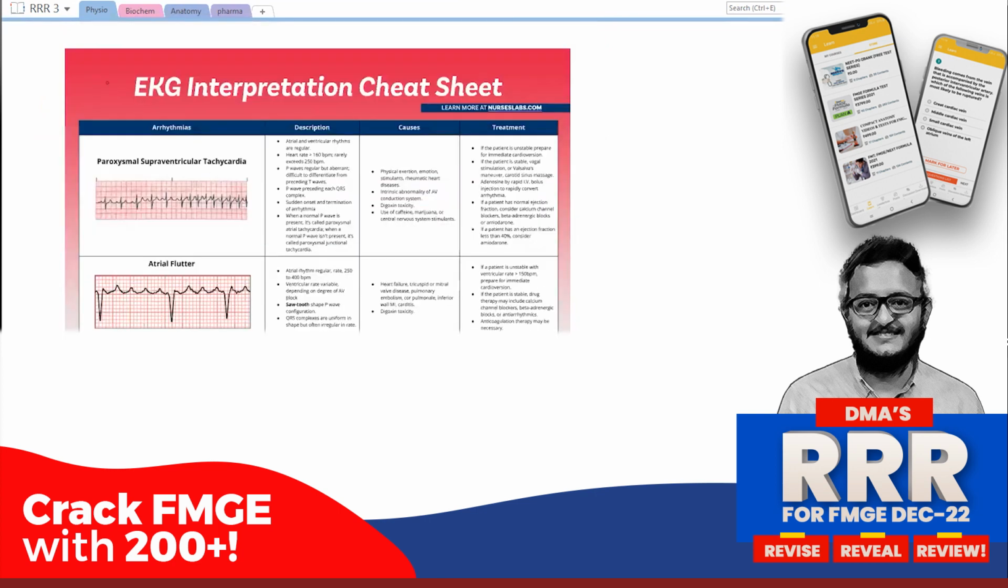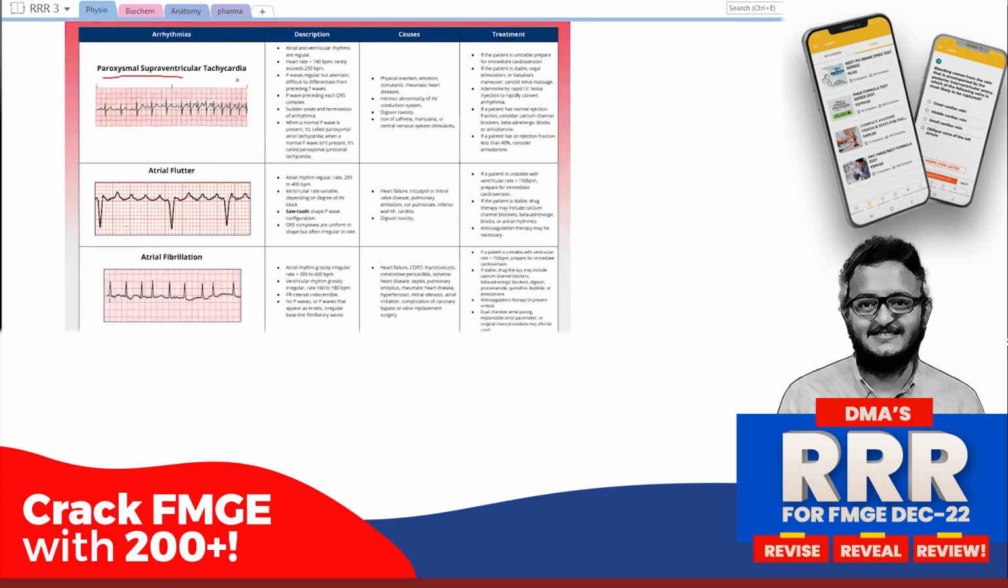Yeah, this is important. PSVT, that is the paroxysmal supraventricular tachycardia. See here, heart rate will be more than 160, around 160. There can be plenty of causes. Maybe rheumatic heart disease is there, maybe intrinsic abnormality, digoxin toxicity, caffeine, marijuana. These all can lead to PSVT.